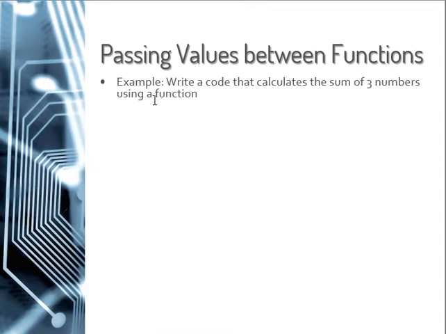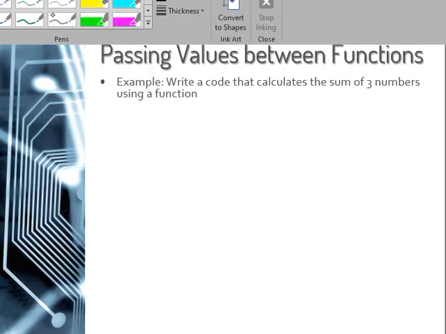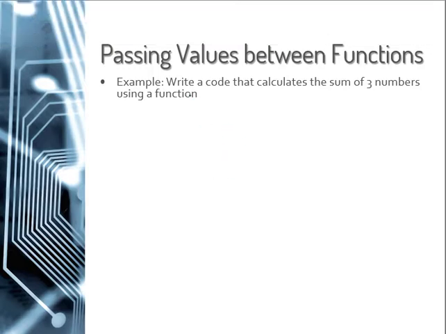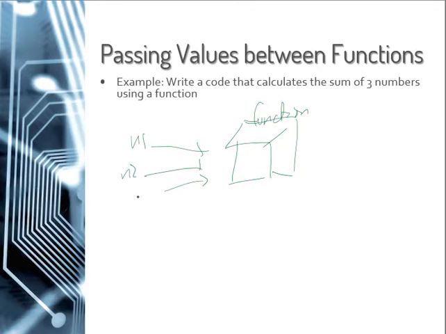Here we are asked, as an example, to write a code that calculates the sum of three numbers using a function. So basically, for example, this is your function. What it will do is take three numbers as input: number 1, number 2, and number 3. Its output is the sum of these three numbers: n1 plus n2 plus n3.